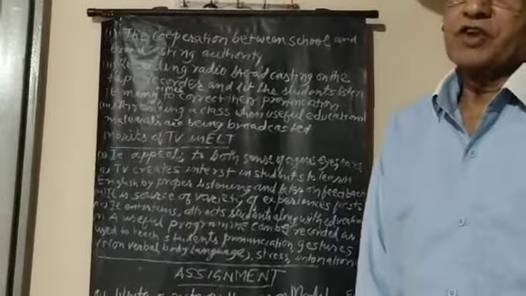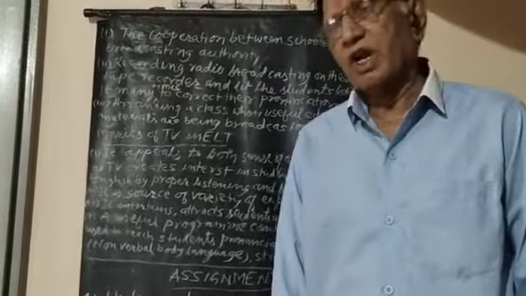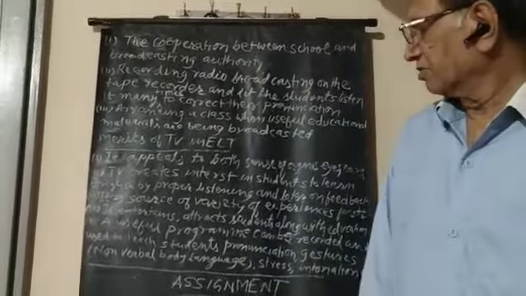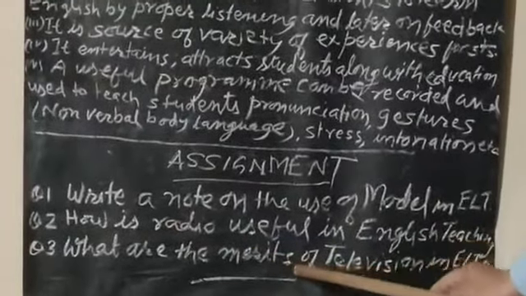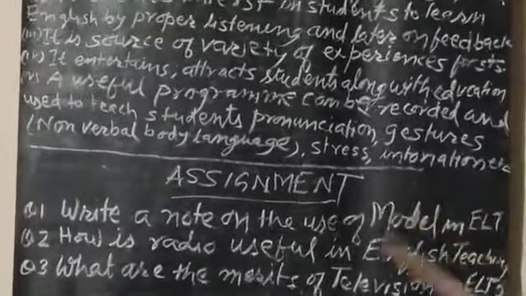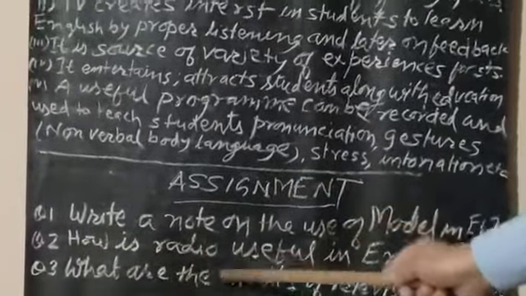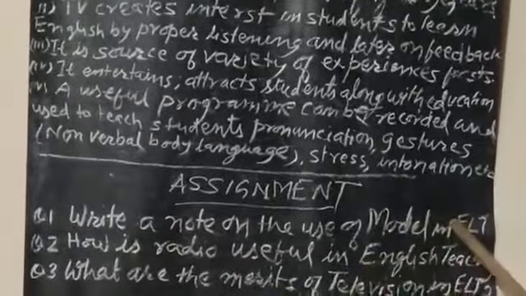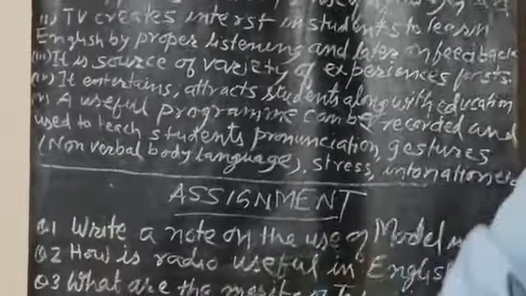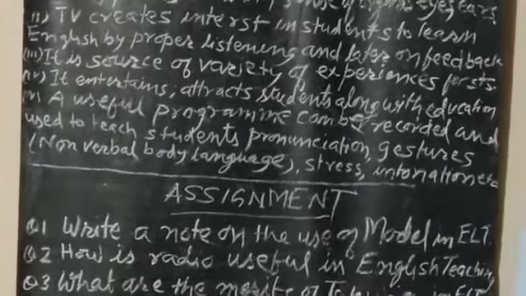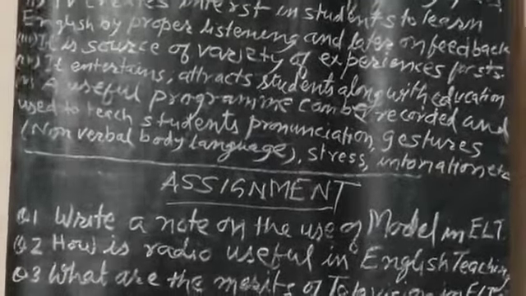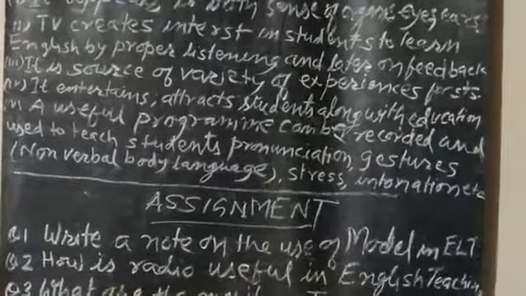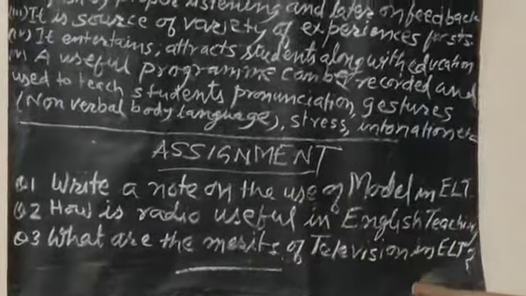In this way, we learn the use of model, radio, and television. Now, there are 3 questions about these 3 devices. Question number 1: write a note on the use of model in English language teaching. Second question: how is radio useful in English teaching? Or we can say, how can the use of radio be made more useful by the school authority? And third question: what are the merits of television in English language teaching?